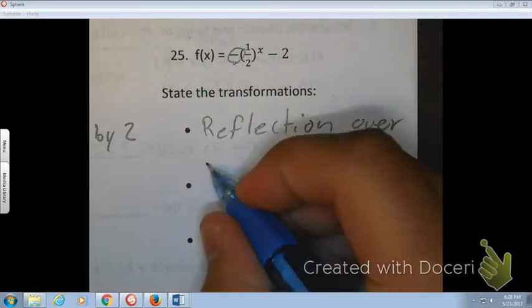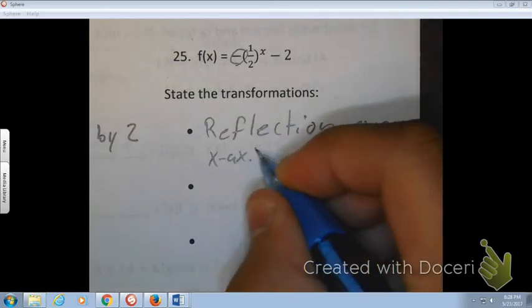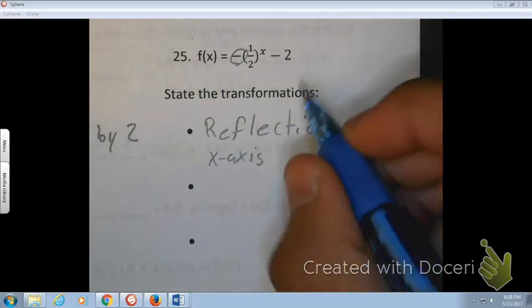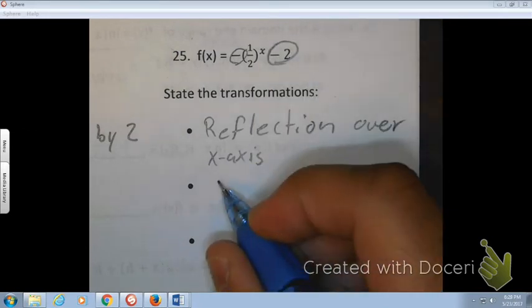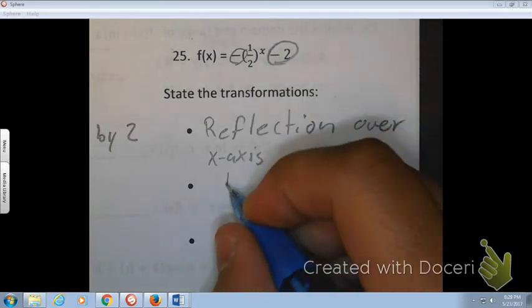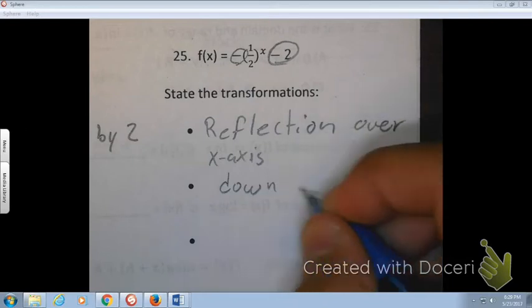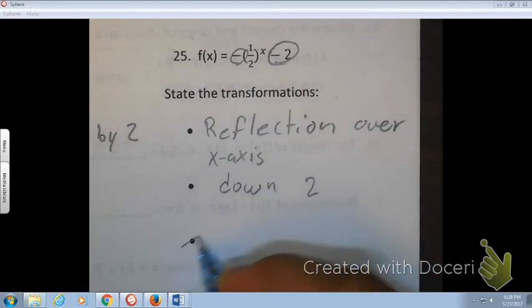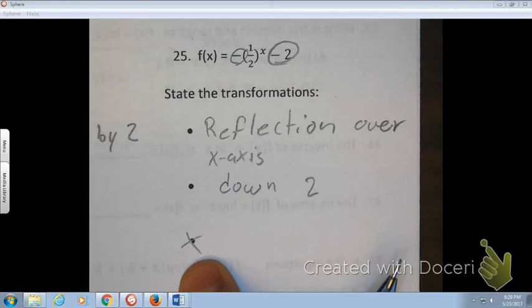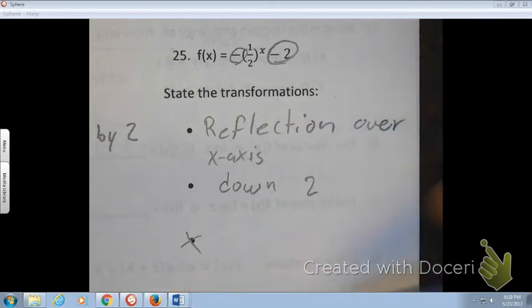Over x-axis. And this one is going to make it go down 2, and you don't have to have another dot. I messed up on that one. So down 2, these are the transformations.